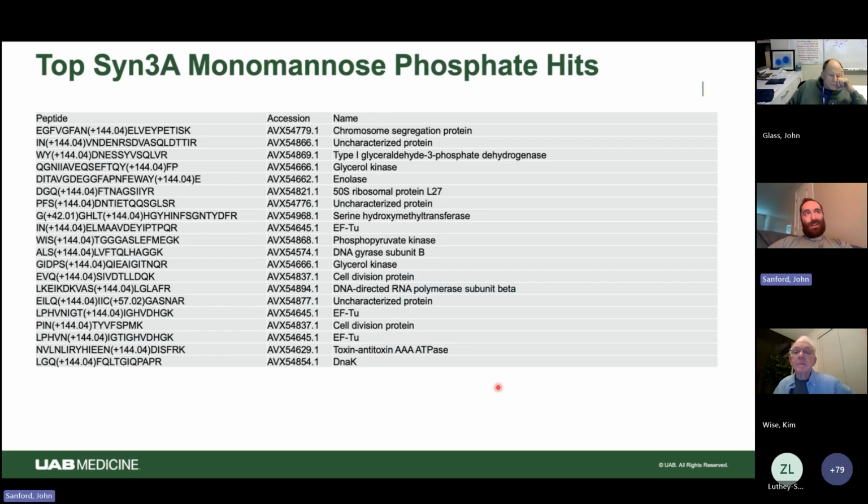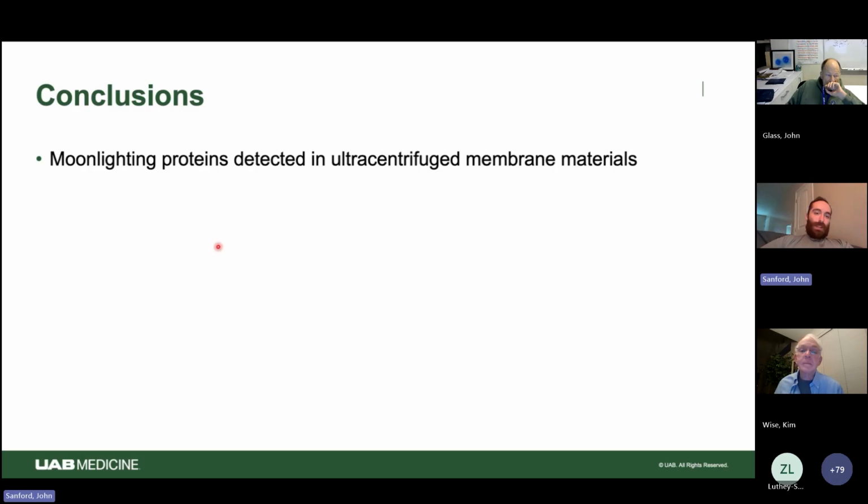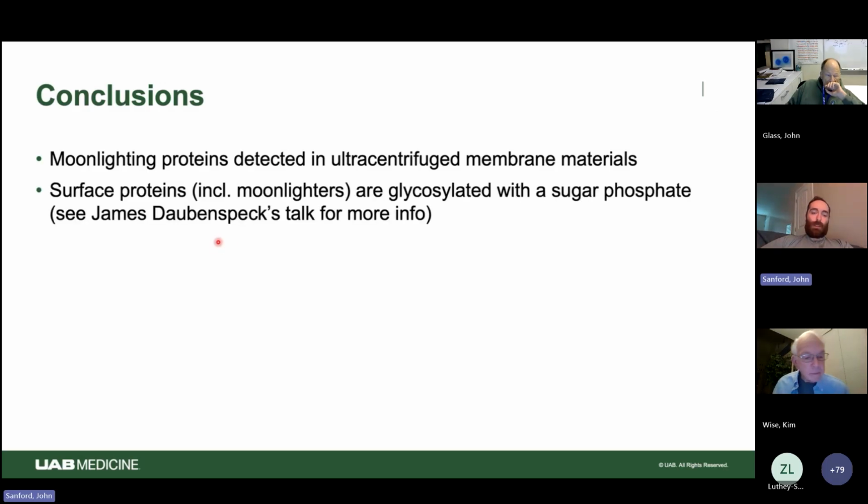I think in the future, I'd really like to focus in on some of these really abundant surface proteins and try to discern how many modifications happen on one particular protein, because this is obviously a cocktail of various surface peptides at this point. So to conclude, we detected moonlighting proteins in these ultracentrifuge membrane materials.